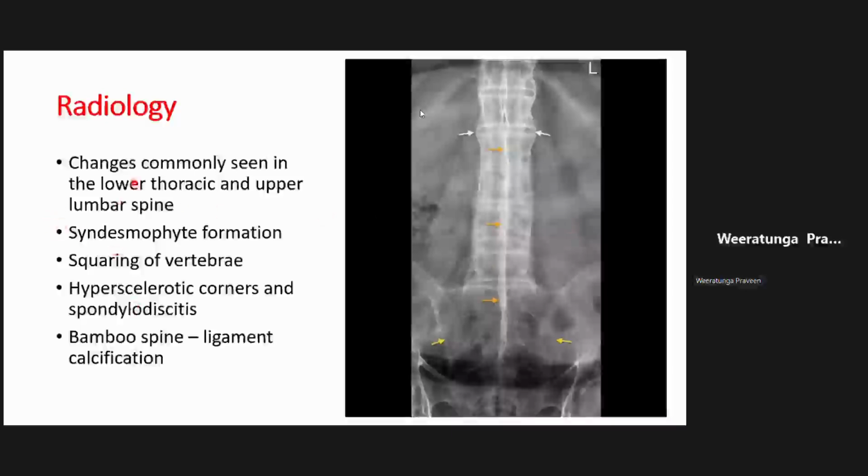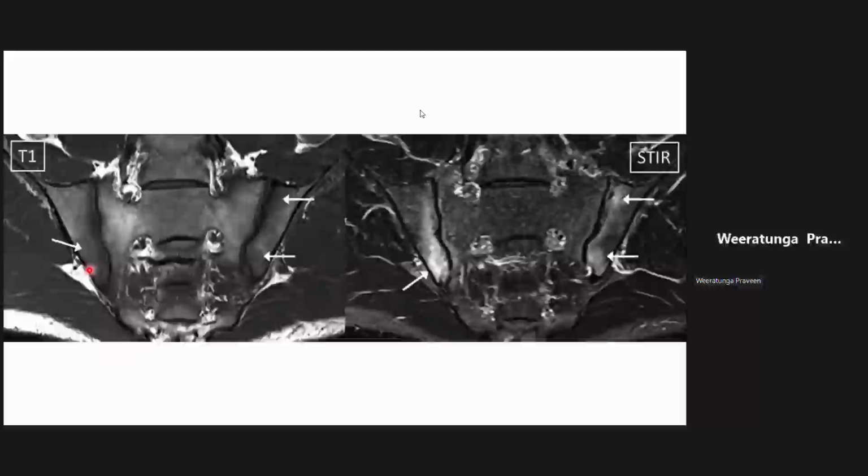Syndesmophytes. Small protuberances. But actually, the X-ray changes occur late, and MRI scans are supposed to be the gold standard to diagnose this spondyloarthritis. You can see changes very early on the MRI scans, much earlier than you see them on X-rays. So now, MRI is strongly recommended as the investigation of choice for these spondyloarthritis.